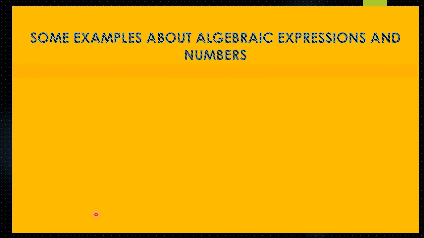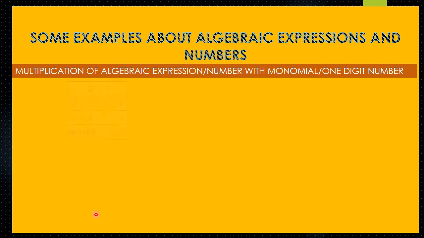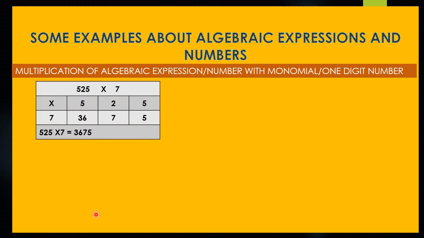Here in this slide, I have given you some examples about the multiplication of algebraic expressions and numbers. The first example is the multiplication of numbers, in which I have multiplied 525 with 7. You can look in this table: I have put 525 in the row, while I have put 7, which is going to be multiplied with 525, in the column.